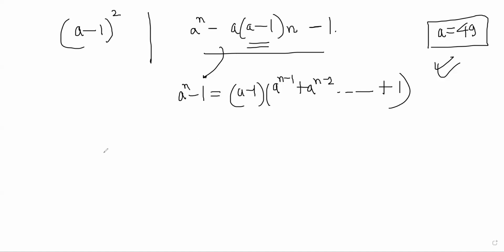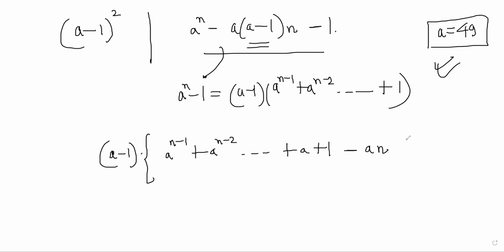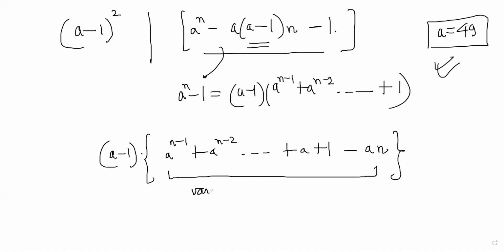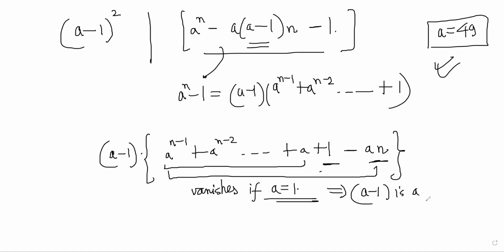So the simplification of this becomes basically a minus 1 common, into (a power n minus 1 plus a power n minus 2 plus ... plus a plus 1 minus n a). This is the overall expression. Now you should realize that the bracket inside vanishes if a is equal to 1. If a is equal to 1, there are n minus 1 terms here, 1 term here, minus n, so this is n minus n, 0. So that means a minus 1 is a factor of the expression inside the bracket.